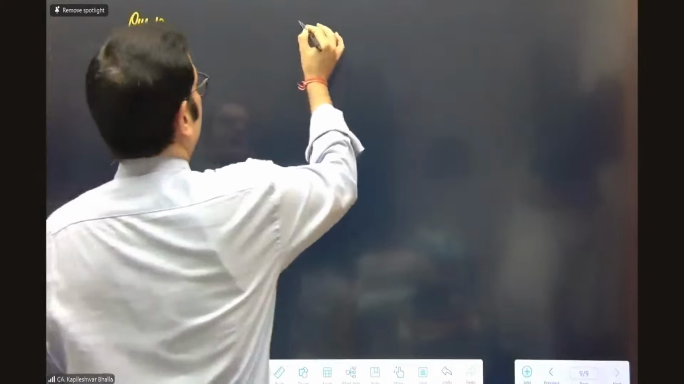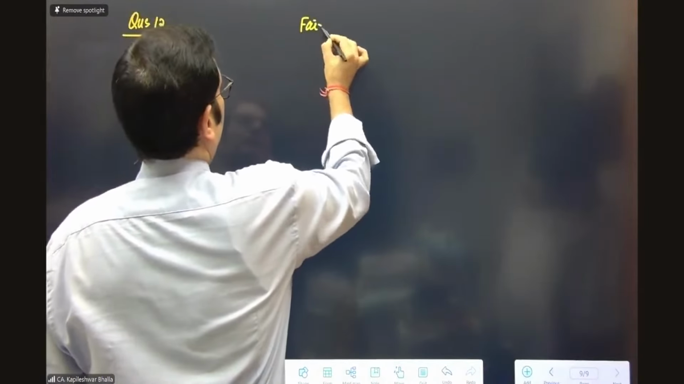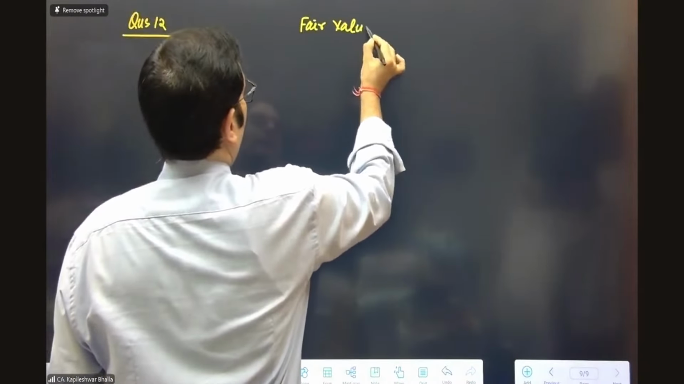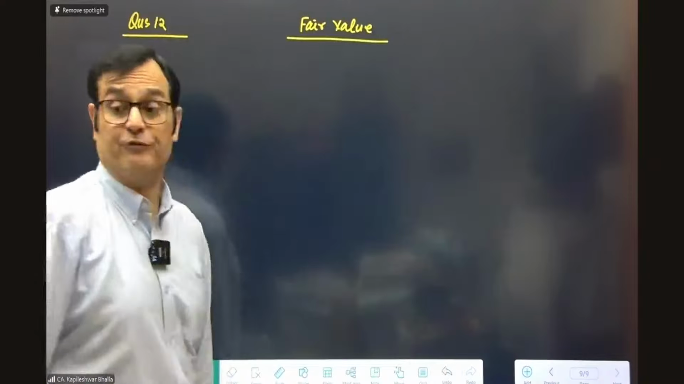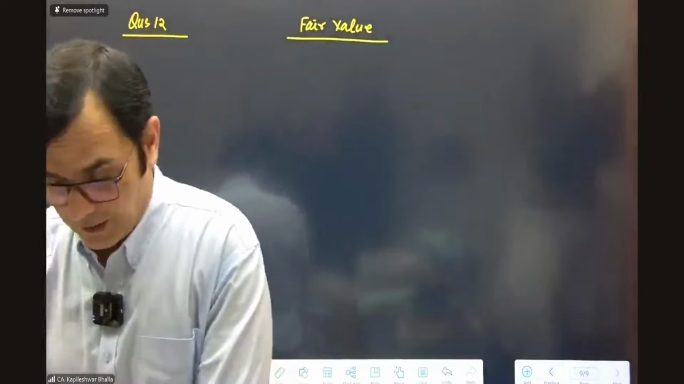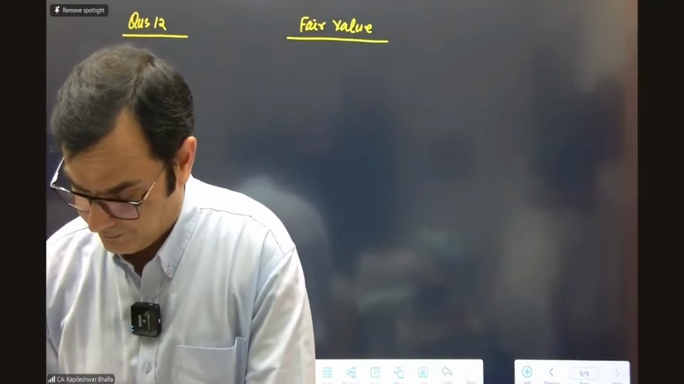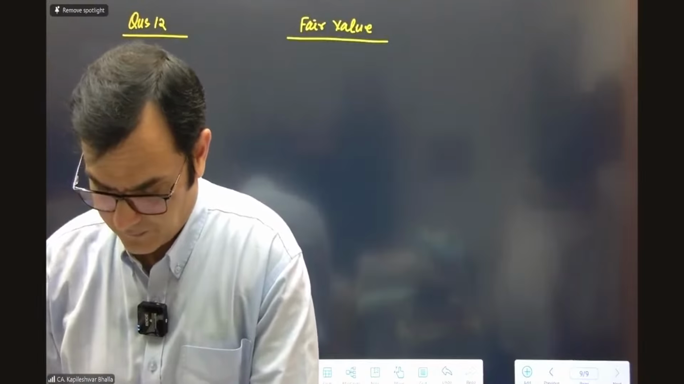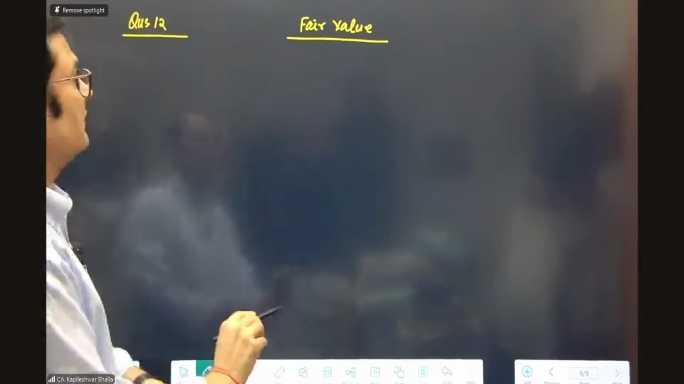So I think the first focus in this particular case, of course, as usual, is to calculate the fair value of this particular loan before we proceed further. Okay, so let's organize the fair value to begin with.